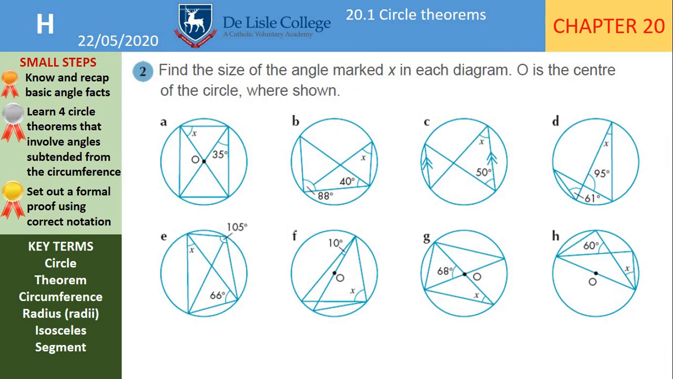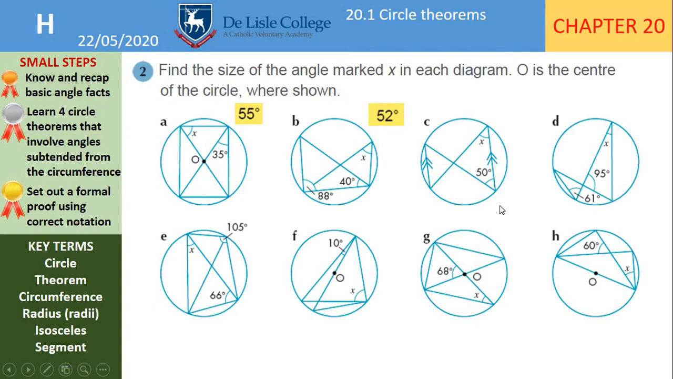Okay, let's check these answers. So question A is 55 degrees. That comes from having angles in the same segment. This angle here is 35. Then we've got a diameter, so a right angle. So 90 take away the 35 gives us that 55. Question B, X is the same as this angle here, and due to angles in a triangle, it's 52 degrees.